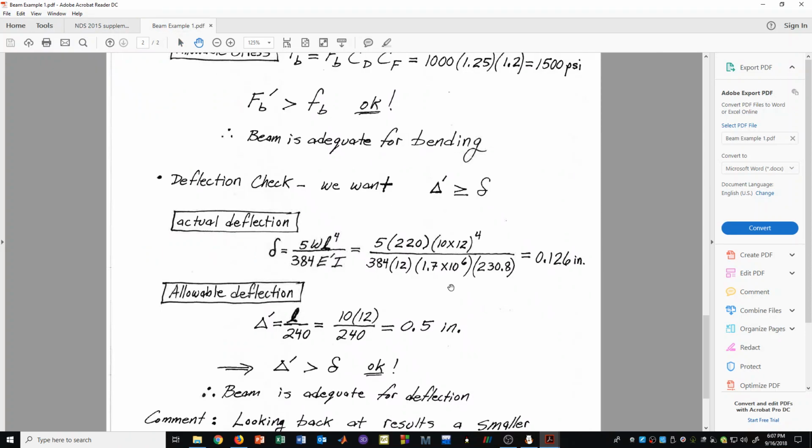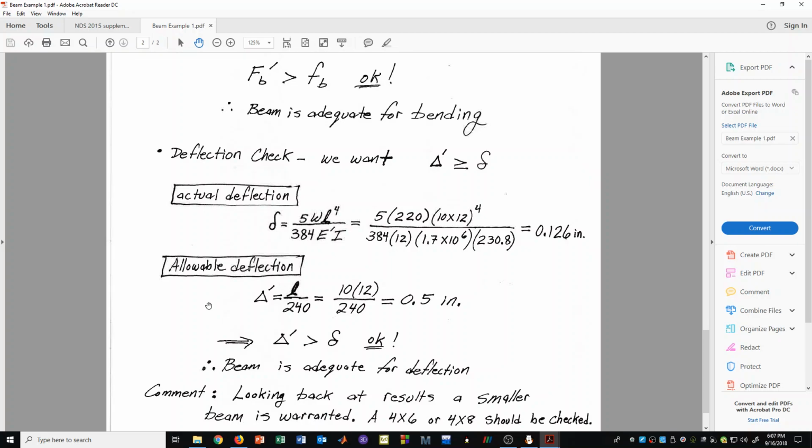So going back to our formula here, we see that we have E of 1.7 times 10 to the 6, no adjustment factors, and hence E is equal to E prime. We also have the moment of inertia, Ix, and that's 230.8 inches to the fourth. This calculation yields an answer of 0.126 inches.